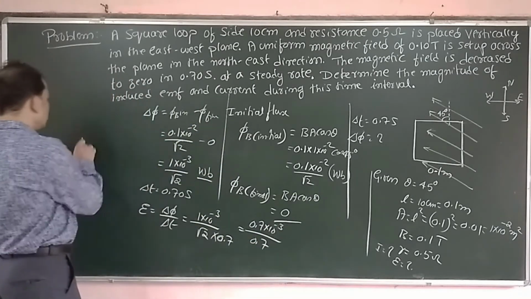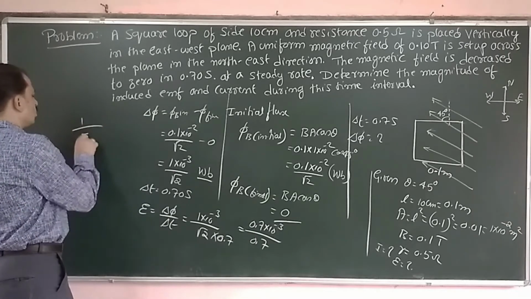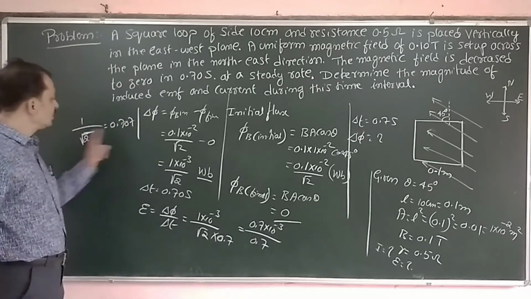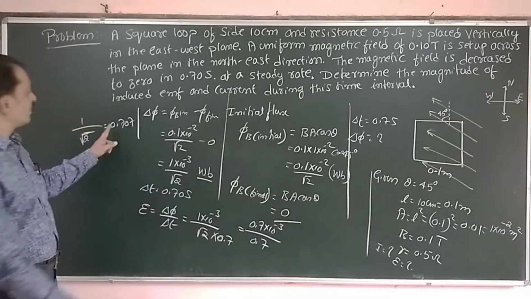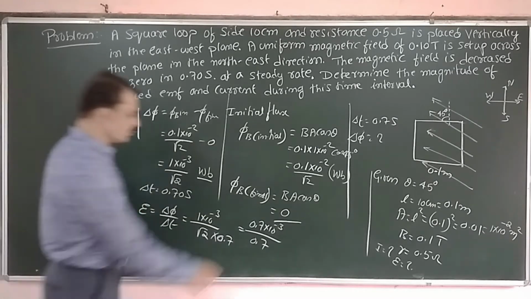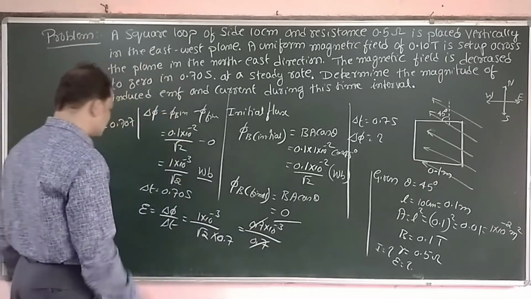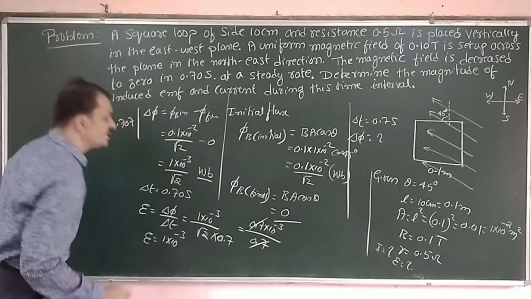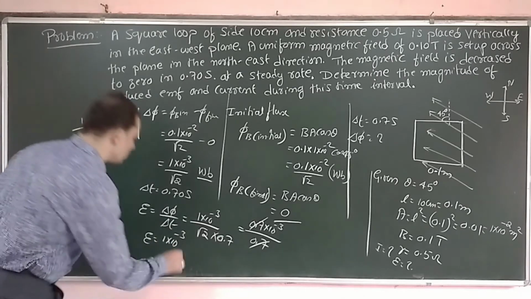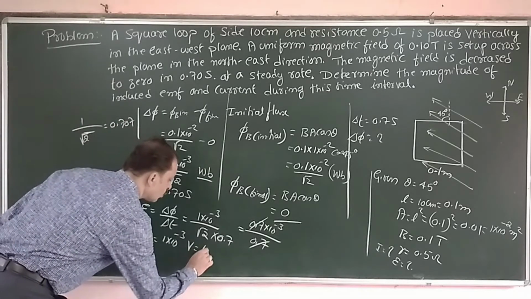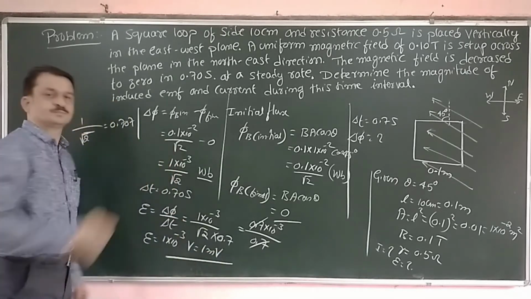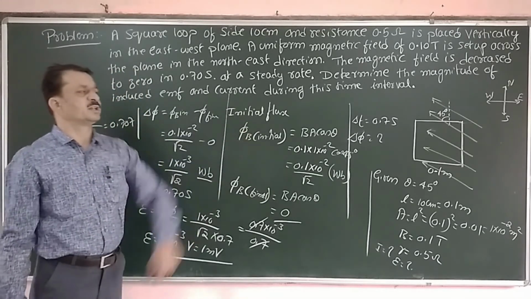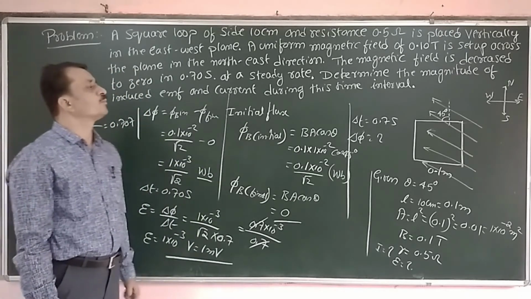Why this one? We know the value of 1 by root 2, it is 0.707. For calculation purposes, I am taking it as 0.7. So the 0.7 cancels. Therefore, the induced EMF is 1 into 10 to the power of minus 3 volts, or 1 millivolt. The induced EMF is 1 millivolt in that square loop.